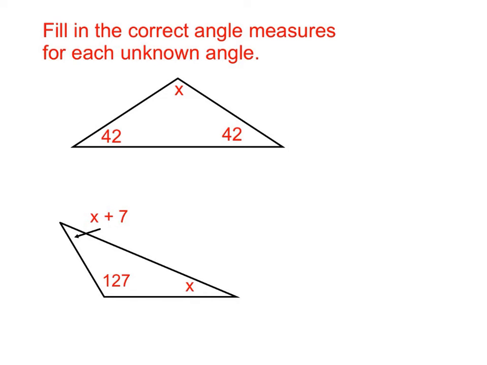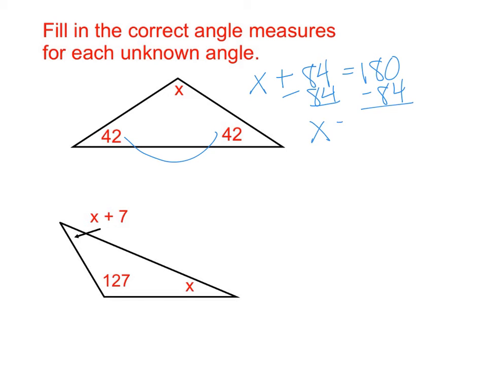Now, what I'd like for you to do is try these two examples. Very, very similar to what we did a minute ago. Pause the video, try them, and then turn the video back on and check your work. So in the top triangle, your equation would be x plus, you can go ahead and combine these two already if you'd like, x plus 84 equals 180. We take away 84 on both sides, and we come out with an answer that says x is equal to 96. So the third angle in this triangle is a 96-degree angle.